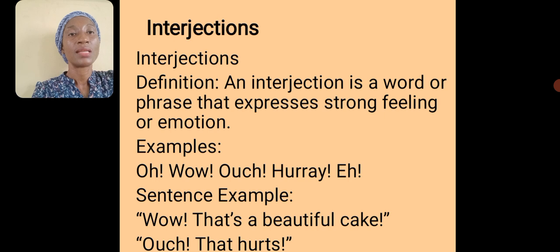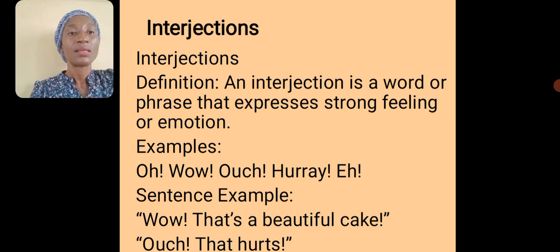Interjection is the next and it's the last part of speech we'll be looking at today. An interjection is a word or a phrase that expresses strong feeling or emotion. Examples of interjections are oh, wow, ouch, hooray, hey, right? And usually an interjection goes with the exclamation mark.